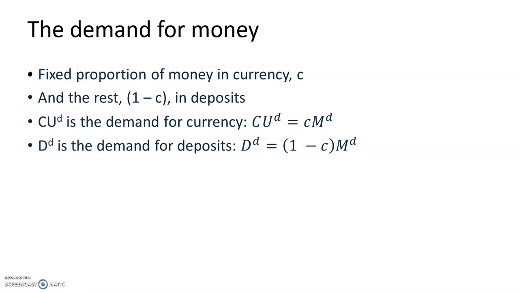The two demands are then given by CUd is equal to C times Md. This component shows the first component of the demand for central bank money, the demand for currency by the public, and the second equation, which is Dd is equal to 1 minus C times Md, shows the demand for check deposits.